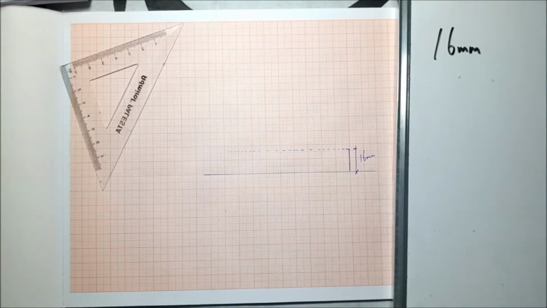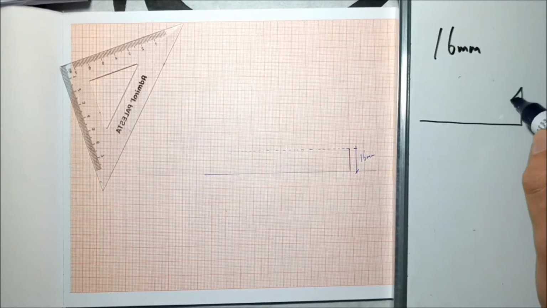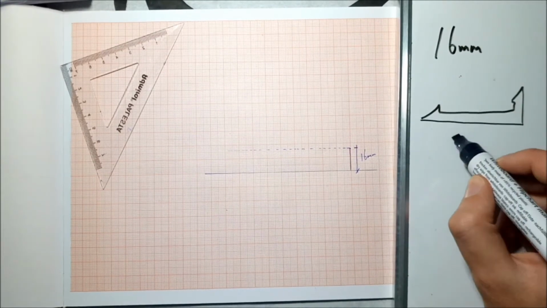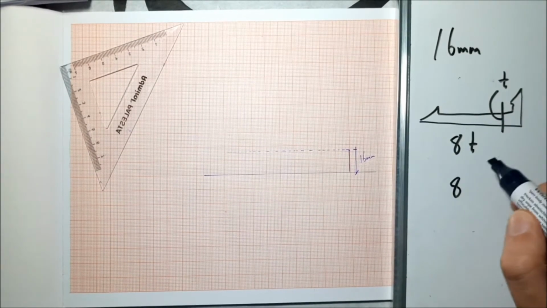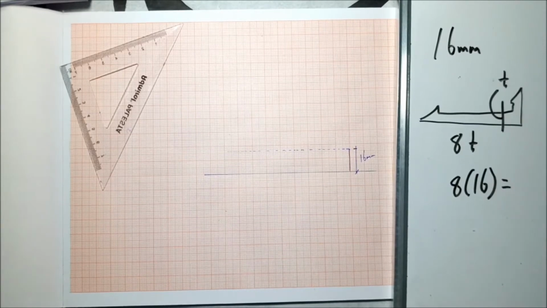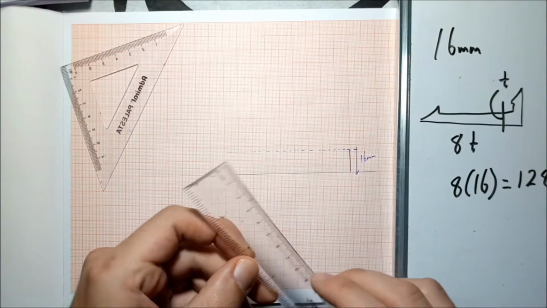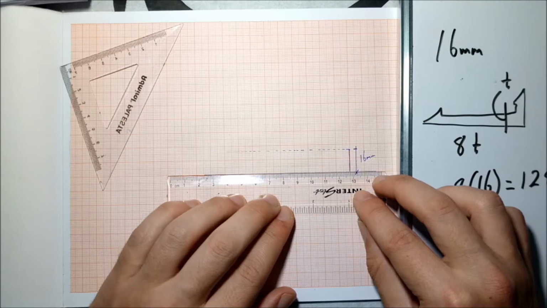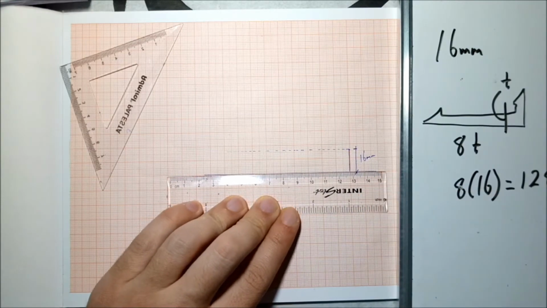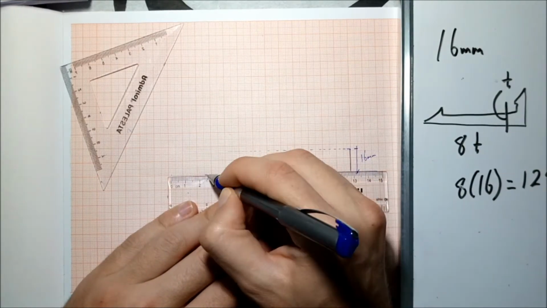Now, the ba, the base of the ba, is 8 times the thickness. This is d. Therefore, 8 multiplied by 16 will equal 128 millimeters. So, we will have to go to the left 12.8 centimeters. Here's the 12, here's the 0.8. So this line, this dot, will be the end of the ba.